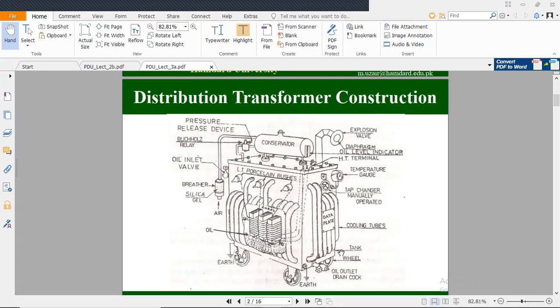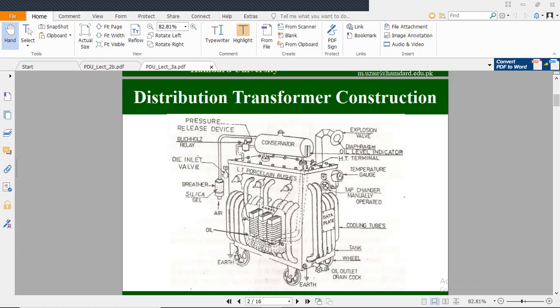The tank is where the oil is immersed with the winding. Oil is provided from this conservator tank to this section, and circulation of oil happens inside the core of the transformer. Wheels, oil outlet drain hook. To replace or change the oil, we use a drain hook on this side.